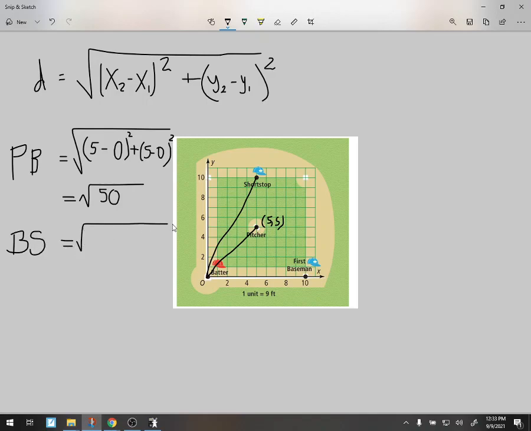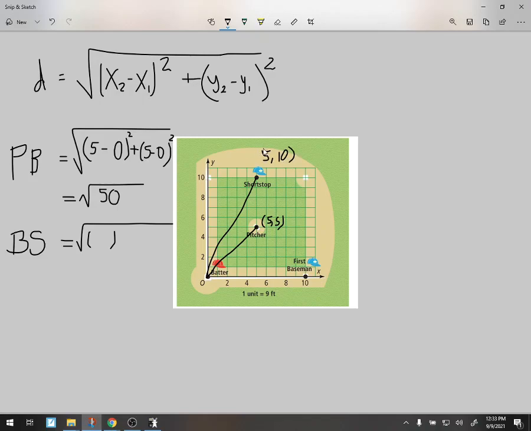So if I'm trying to find the batter to the shortstop, we do the same kind of thing. It doesn't matter who you start with. Well, let me get the point for the shortstop. Shortstop looks like he's at 1, 2, 3, 4, 5, and then 1, 2, 3, 4, 5, 6, 7, 8, 9, 10. So 5, comma 10.